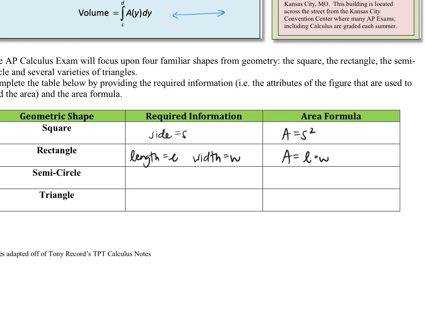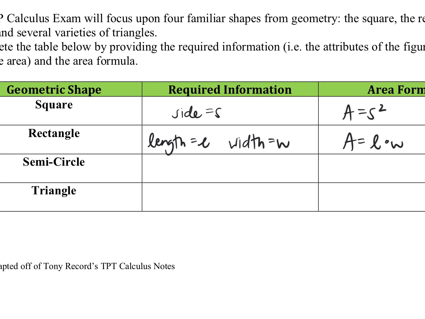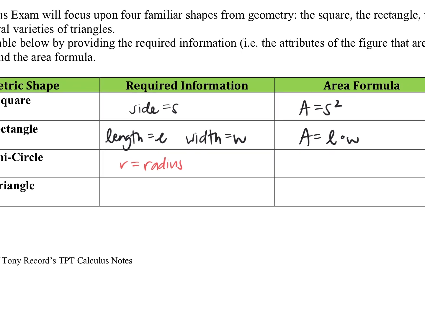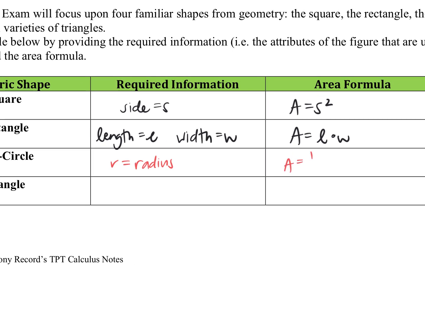So a semicircle, what do I need for a semicircle if I'm trying to find the area? Radius. A radius, okay? So my r is my radius, and then our formula for area is 1/2 pi r squared, because it's a half circle. If it was a full circle, it would just be pi r squared.